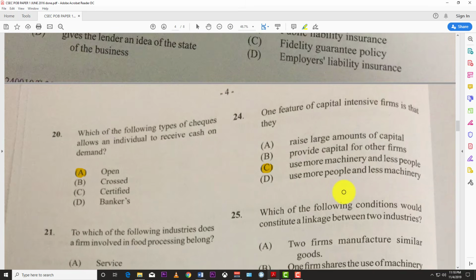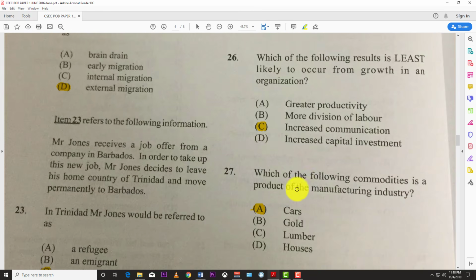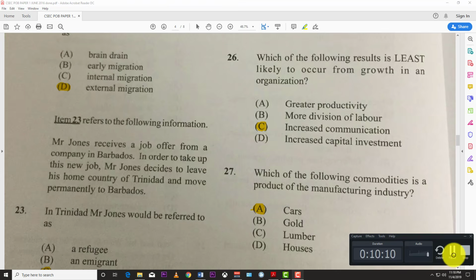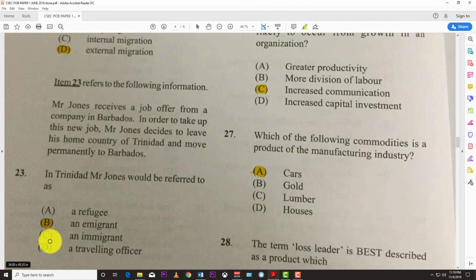23. Mr. Jones received a job offer from a company in Barbados. In order to take up this new job, Mr. Jones decides to leave his home country of Trinidad and move permanently to Barbados. In Trinidad, Mr. Jones would be referred to as, and so the best answer here is B, an emigrant. So in Barbados, he will be known as an immigrant, that's where he's going to, but in Trinidad, he'll be referred to as an emigrant because he's leaving to go somewhere else.